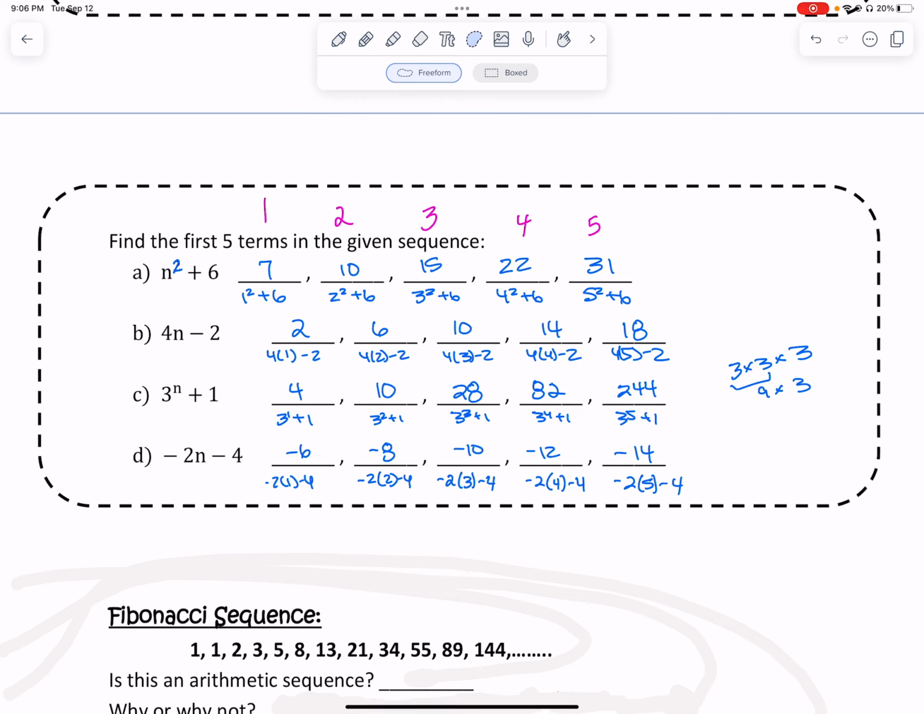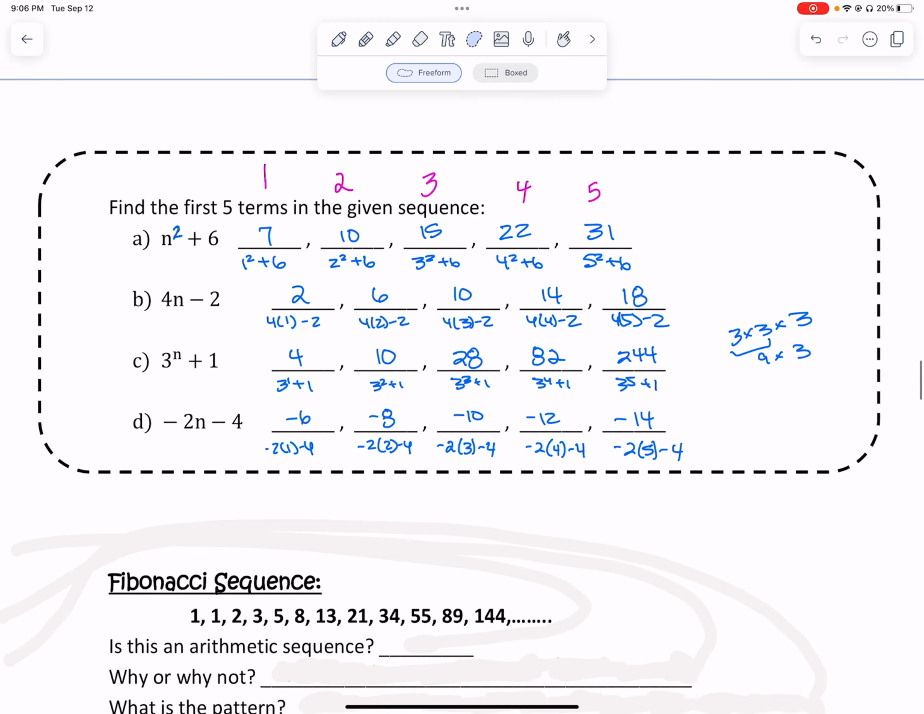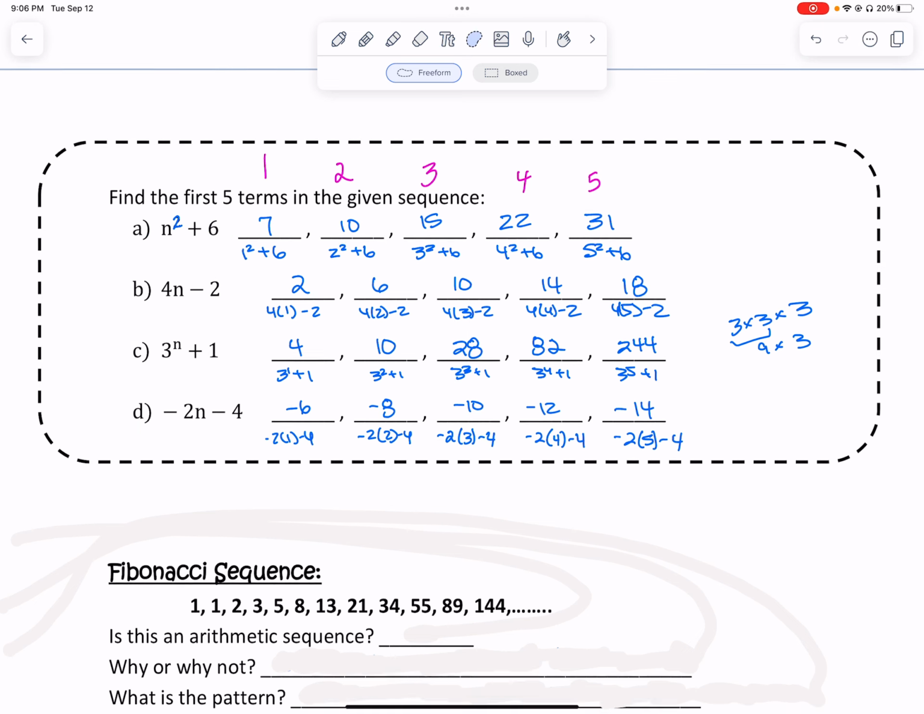So I'll ask you to find the first so many terms in a given sequence, and I'll give you this formula, whatever that formula is.